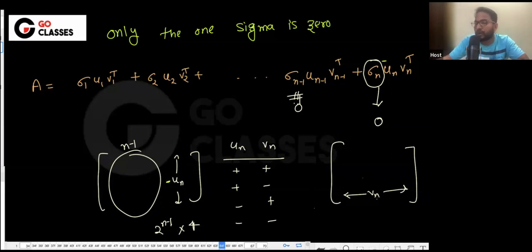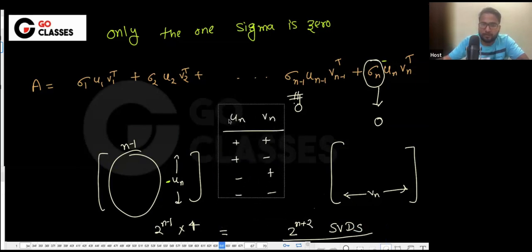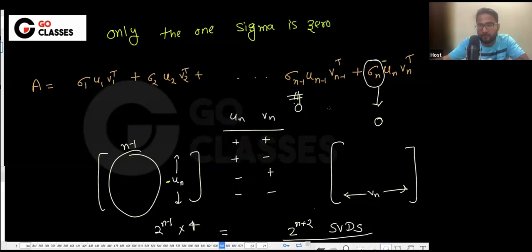You can put or you cannot put. Right? So ultimately, in this specific case, when only one of the sigmas is 0, then this is 2 power n plus 2. Okay, if only one of the sigmas is 0. Right? Now, let's see one more case. Okay, sorry, it is n plus 1. Yes. Now let's just see one more case where multiple sigmas are 0.